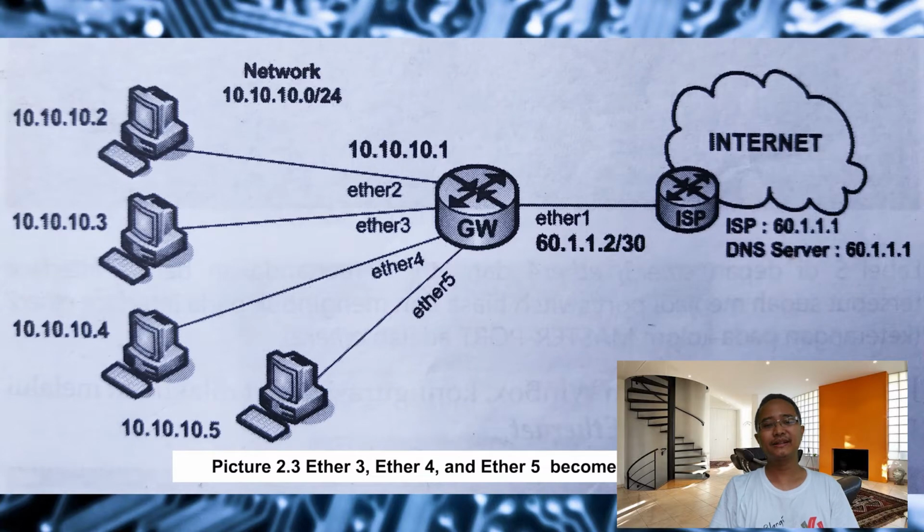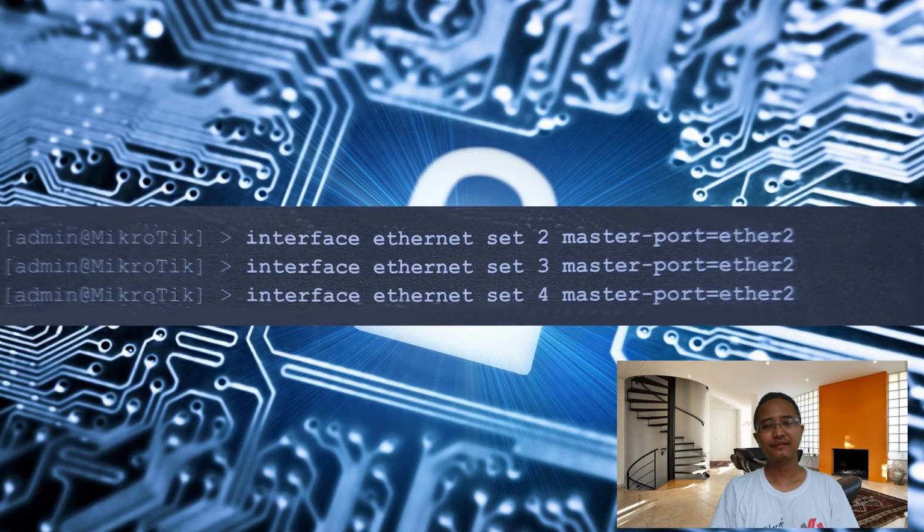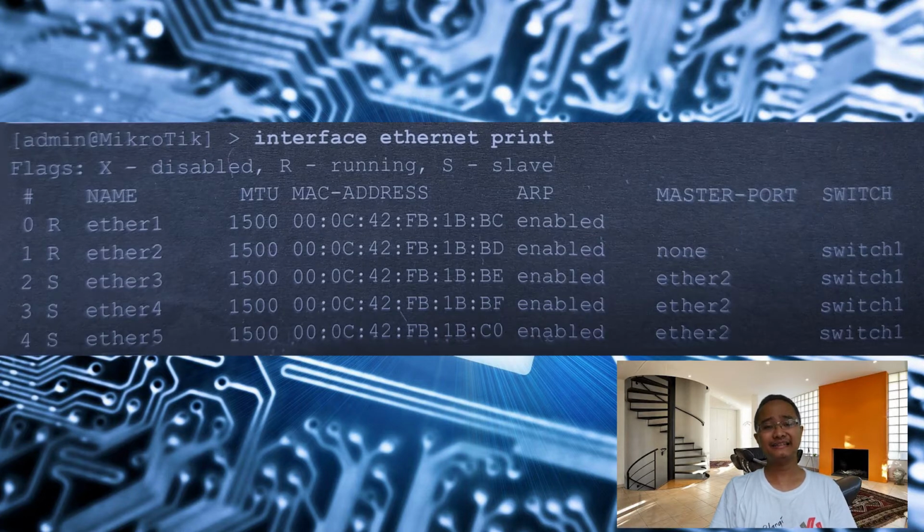the command that you can use is like this. So the result for those interfaces will look like this. The label S in front of Ether 3, Ether 4, and Ether 5 means those interfaces have already become switch ports and interface Ether 2 becomes the parent. Note that at the master port column it is Ether 2.